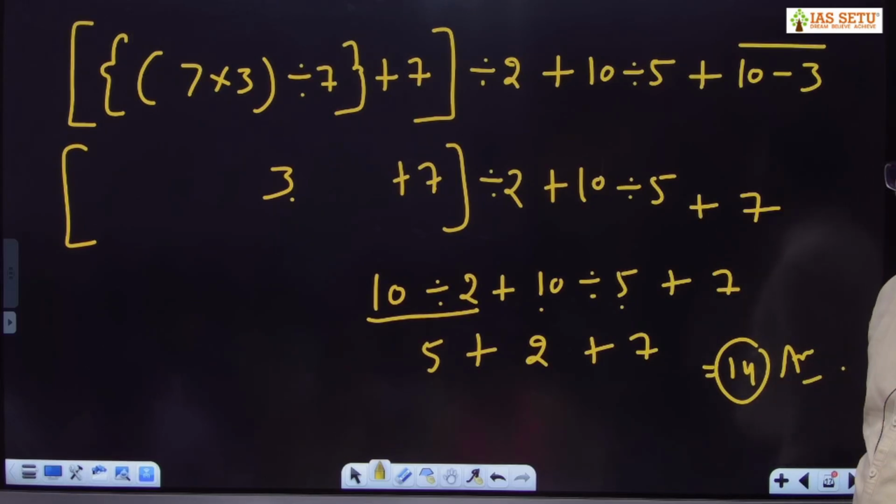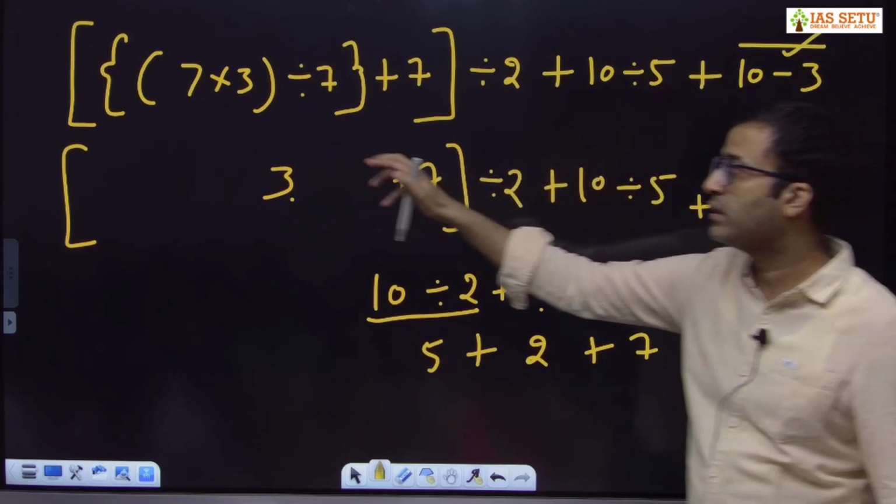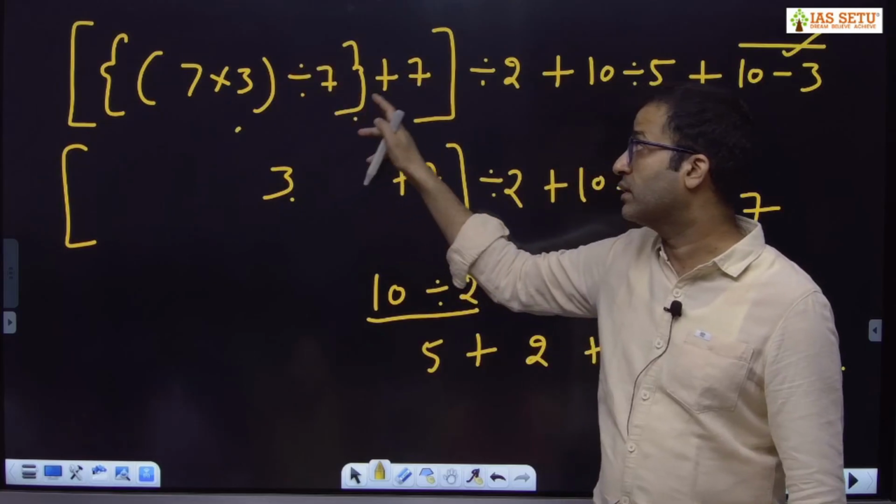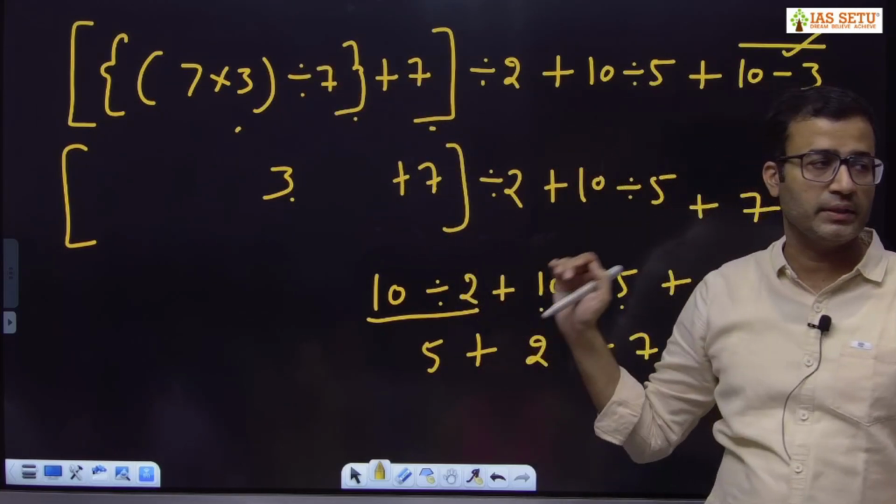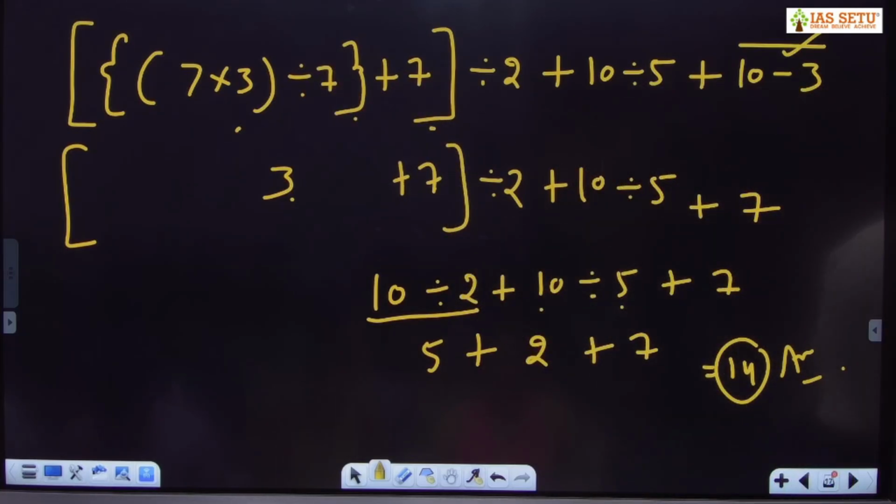But you have to follow the rule. First we remove vinculum bracket, then you open small bracket, then curly, then square, then division, multiplication, addition, subtraction. That is the rule. You try.